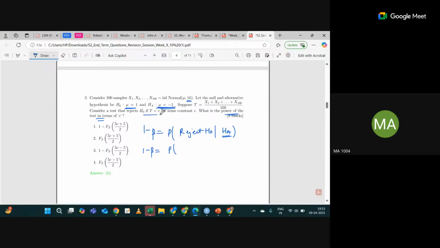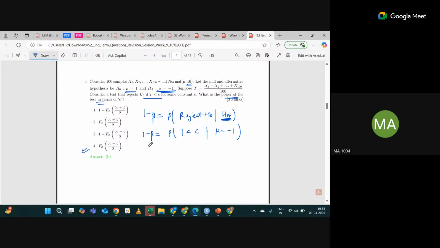So you reject the null hypothesis when T is less than C, given that mu is equal to minus 1. If you take mu equal to 1, you will get option D as correct. But you have to take mu equal to minus 1, because in case of power, H_A is true. If this is alpha, then you take mu equal to 1. Is the difference clear?